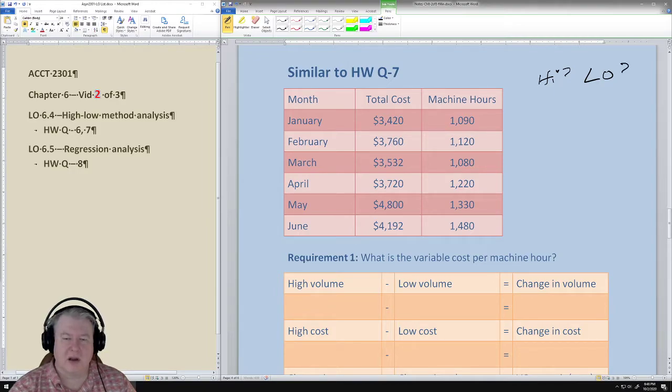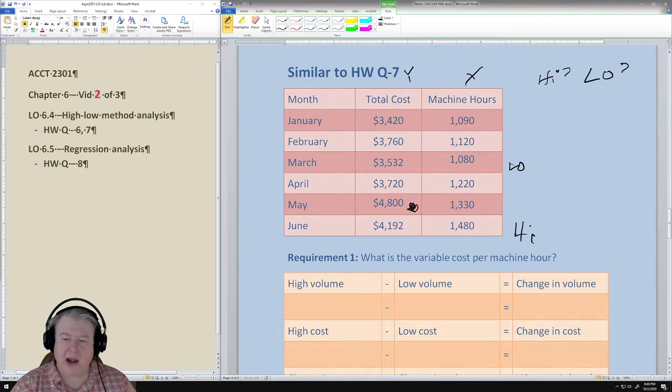Well, remember, cost is almost always going to be our y, and our activity or volume or amount is going to be on the x-axis. We're going to look for the high and low x. So which one is the high and low x here? Well, we can see that the low is this one, and this one is the high. Now you notice if we go over here, this y is actually a little higher.